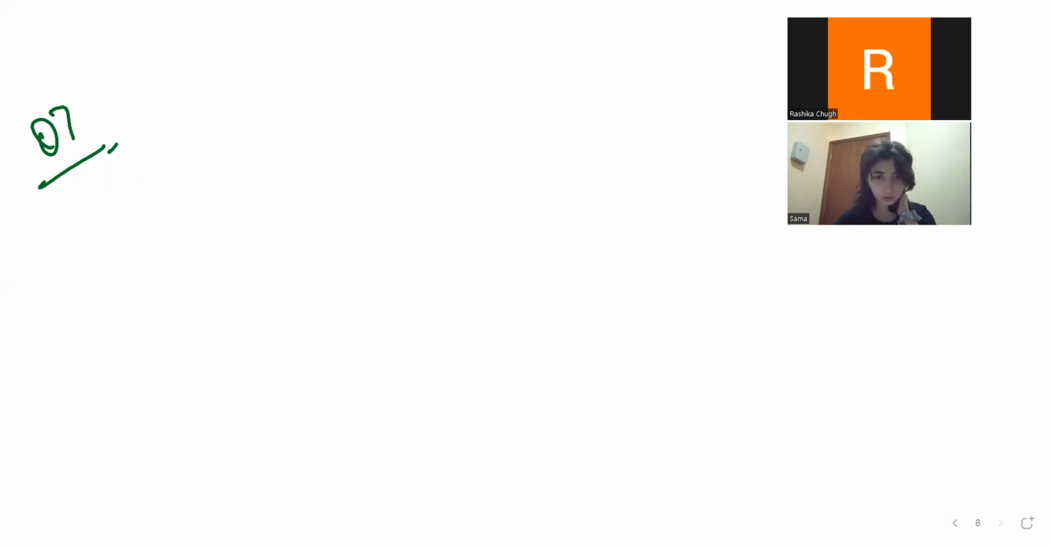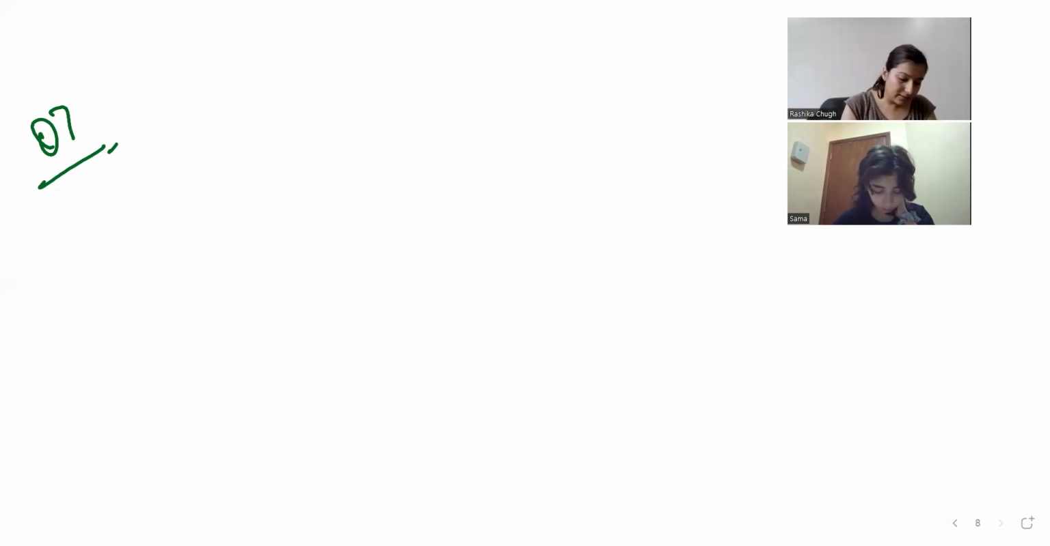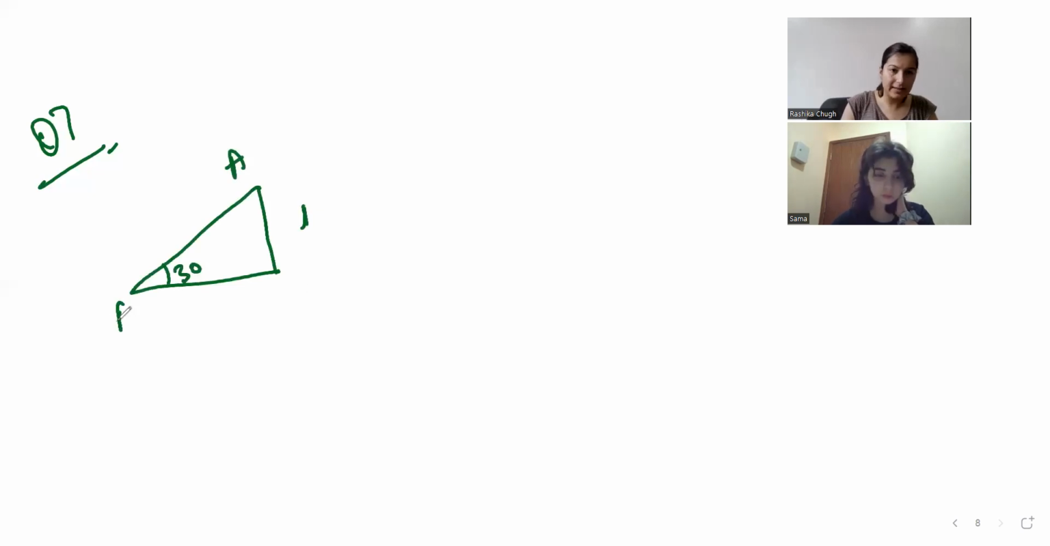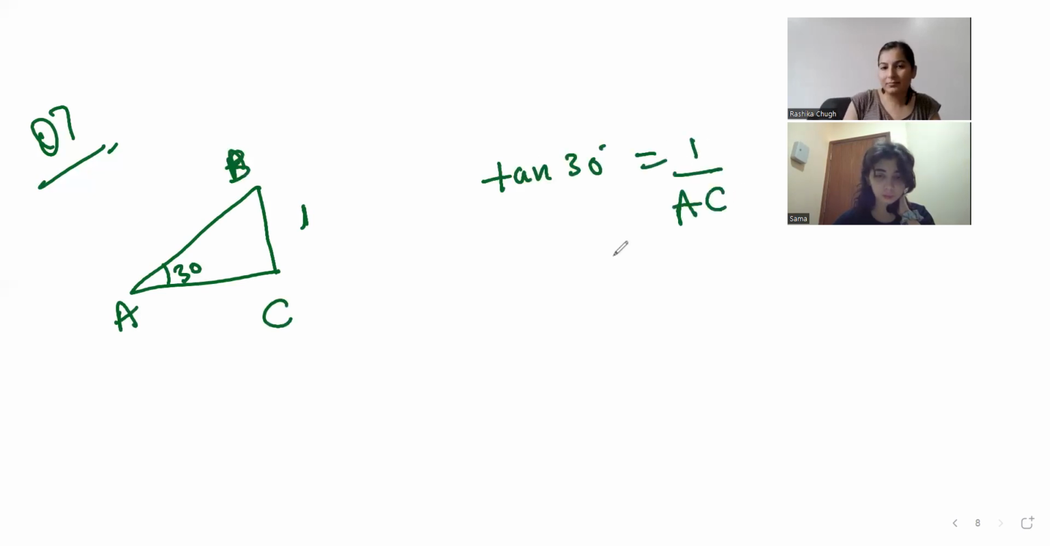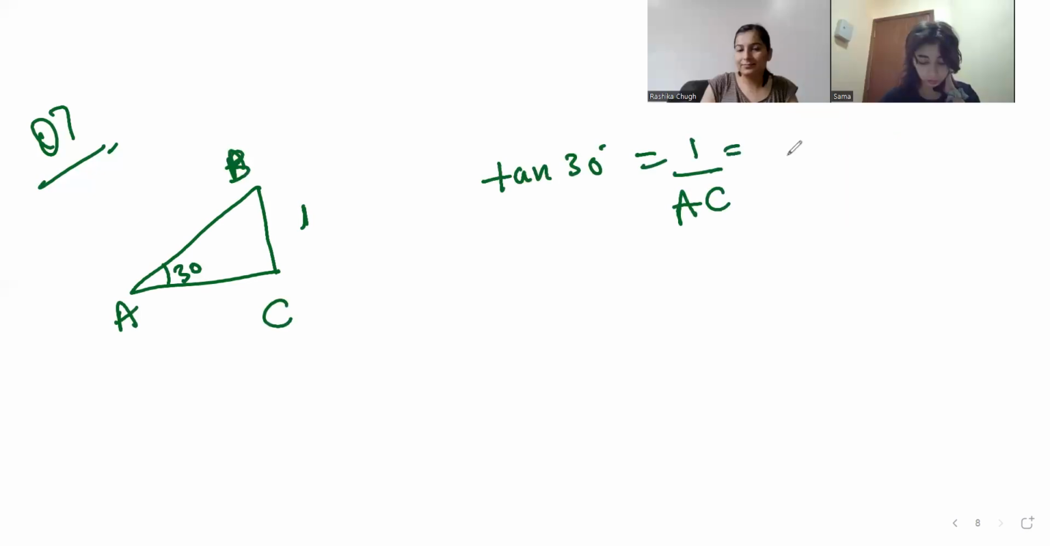I didn't really understand the question. Let's discuss it. The question says, the right angle triangle has angle BAC 30, taking the length of BC to be 1 unit. So BC is 1, this angle is 30. This is A and this is B and this is C. Now the question says, work out the length of AC. Same thing, tan 30 degrees is equal to 1 over AC. This is opposite. One unit is one.